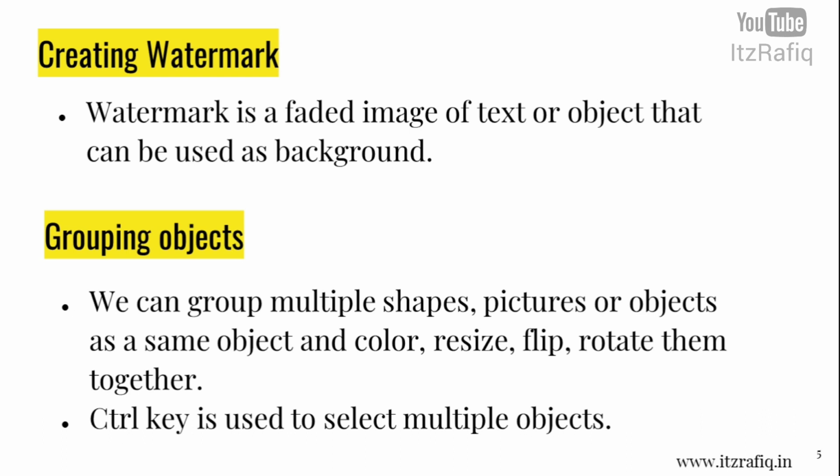Then all the shapes will be grouped as a whole, and if you don't want them grouped, you can do the same thing. You will right click on the mouse and choose ungroup. Then that grouped object will be ungrouped.